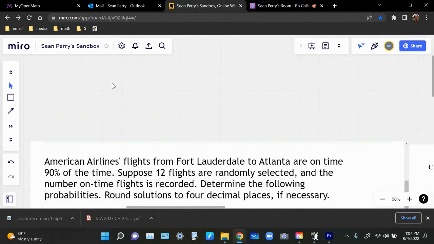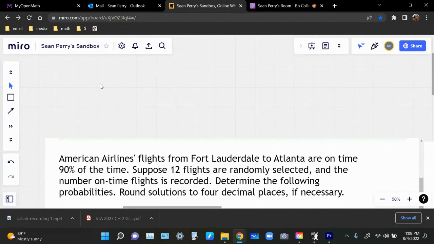Okay, so the first thing we need to do is recognize that the setup here represents a binomial experiment. What makes that a binomial experiment? There are 3 properties that you need to check. Number 1 is that there is a fixed number of trials or outcomes that we're going to look at. 12, that's the number. The second thing is that these are independent outcomes.